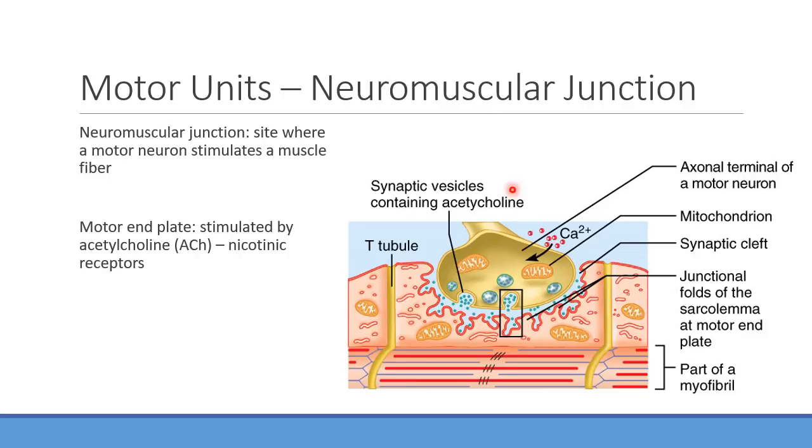So basically, what you're going to notice is there's going to be a neuron that's going to be interfacing with the muscle here. This is called the neuromuscular junction, right? So again, between the neuro and the muscular, we have the junction here. That's where the actual communication is going to be happening.